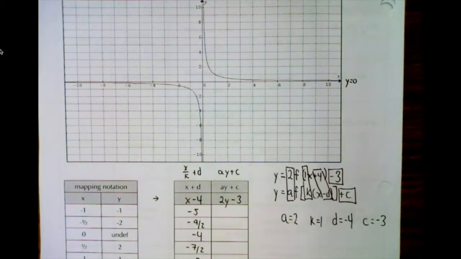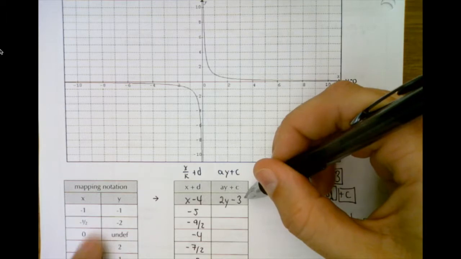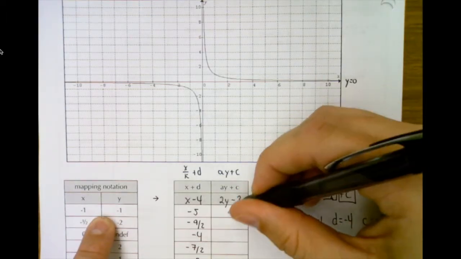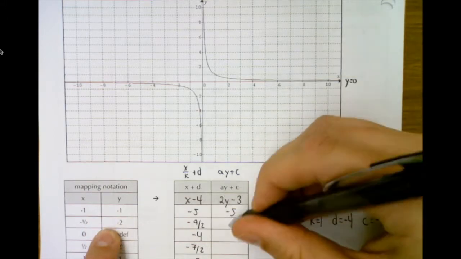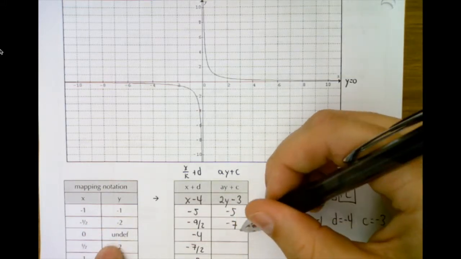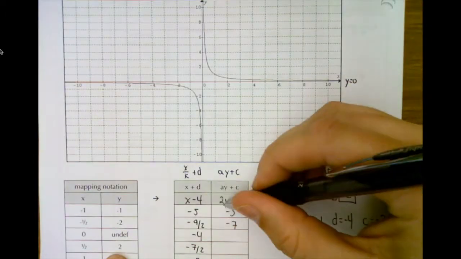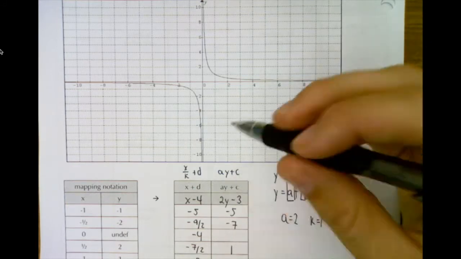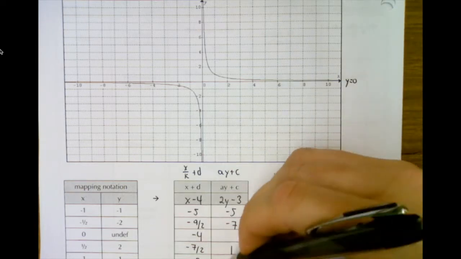We can do the same with our y's, but this time we're going to multiply by 2, then subtract 3. Negative 1 times 2 is negative 2, minus 3 is minus 5. Negative 2 times 2 is negative 4, minus 3 is negative 7. Undefined, we'll talk about that in a second. 2 times 2 is 4, minus 3 is 1. And 1 times 2 minus 3 is negative 1.